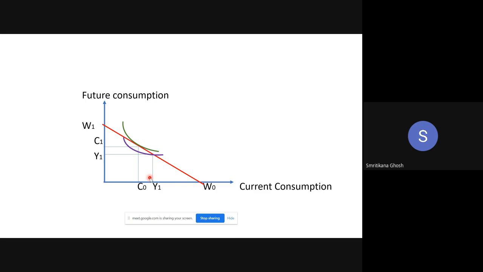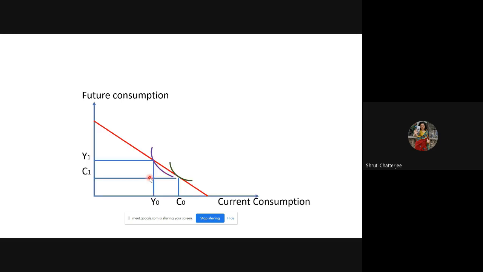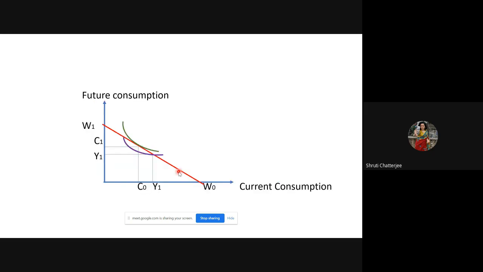Ma'am, can you explain the slope part once more in the previous slide? The slope was minus 1 plus r. Here, look, the indifference curves are very flat, as compared to this one. This indifference curve is a flatter one.